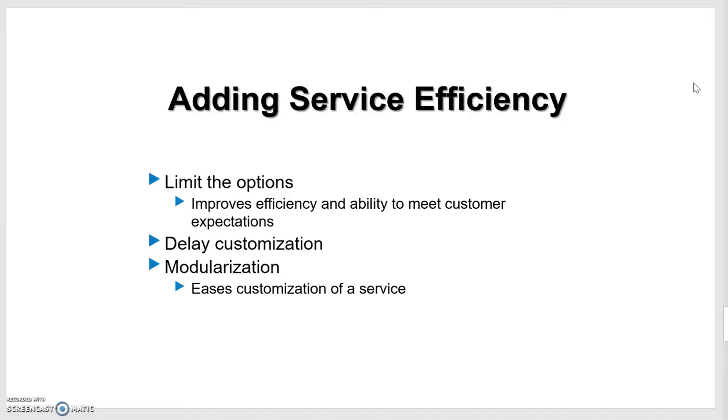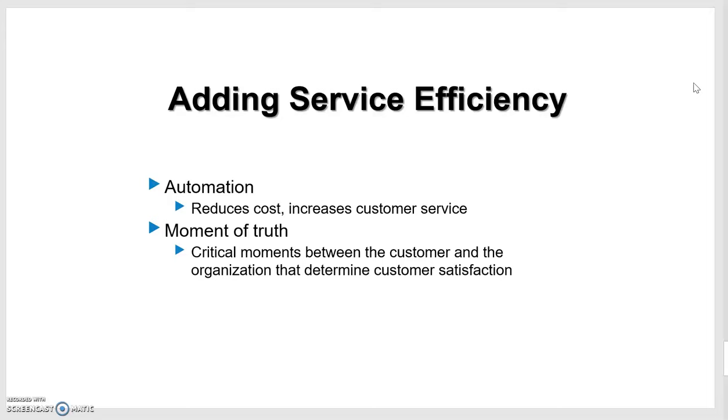Delay customization. Modulation: eases customization of a service. Automation: reduces costs and increases customer service through automation. Moment of truth: critical moments between the customer and the organization that determine customer satisfaction.